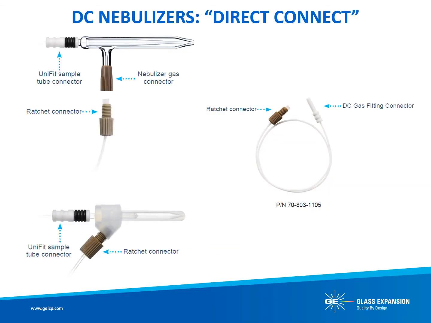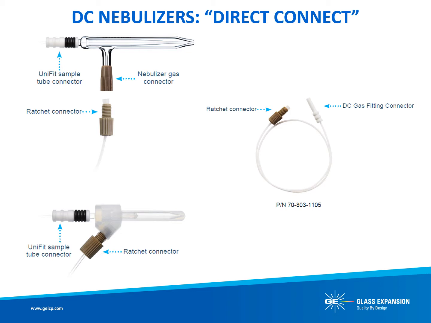Recently, Glass Expansion introduced the Direct Connection, or DC, gas line, providing an upgrade to our U-Series nebulizer product line with an inert, metal-free, ICP-specific gas line. The reliable ratchet click and seal fitting to the nebulizer gas arm ensures a leak-free gas connection by clicking or ratcheting when a proper seal has been achieved and preventing over-tightening.